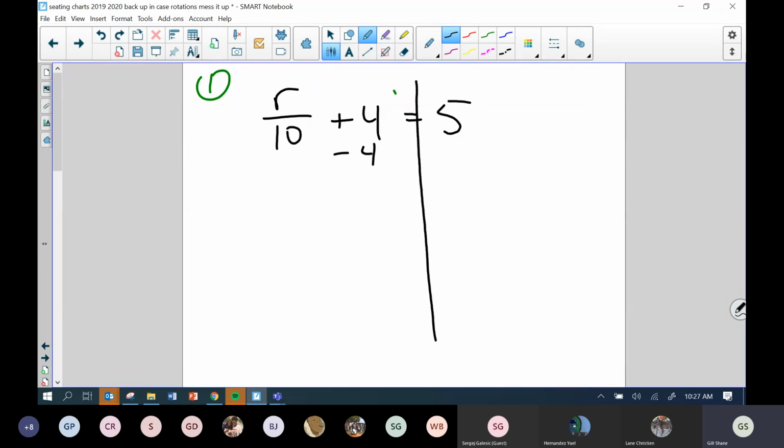But remember, in an equation, the left side equals the right side. If we add something to one side of the equation, we have to add it to the other side. If we subtract something from one side, we have to subtract it from the other side. So in this case, we also have to subtract 4 over there.